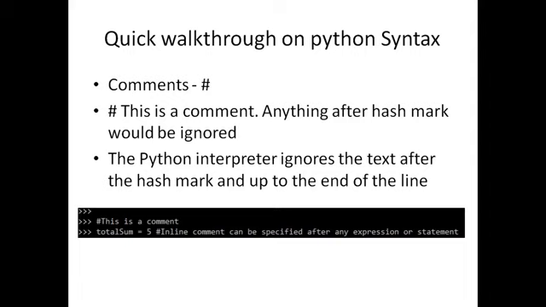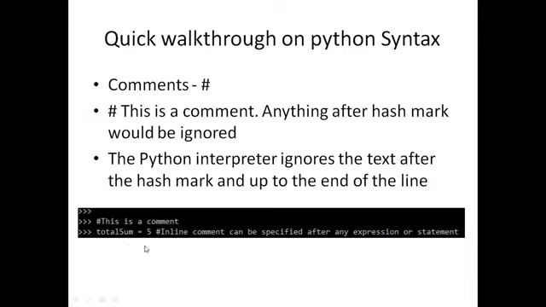Now, comments. Whenever we write code, we should give some comments about what the code is going to do, which improves readability. So in Python, how do we give comments? Comments are usually given with a hash mark. Anything after the hash mark is ignored. The Python interpreter ignores the text that comes after the hash mark up to the end of the line. For example, I have written, this is a comment.